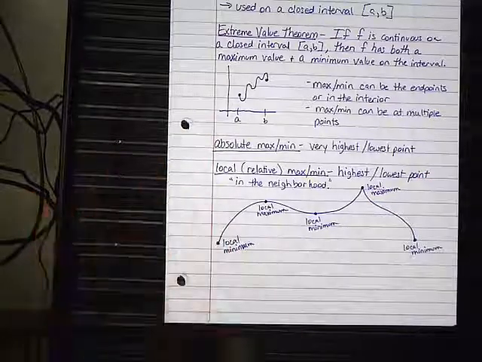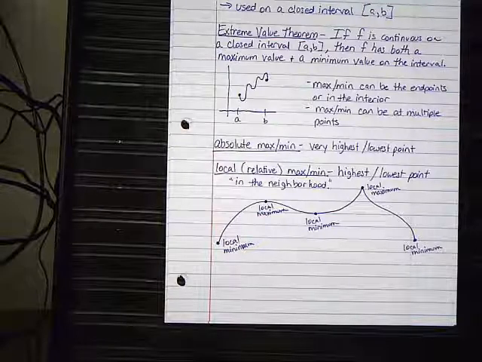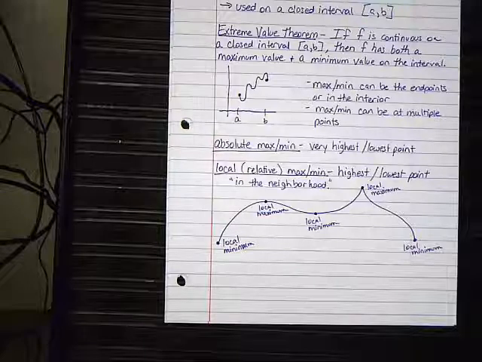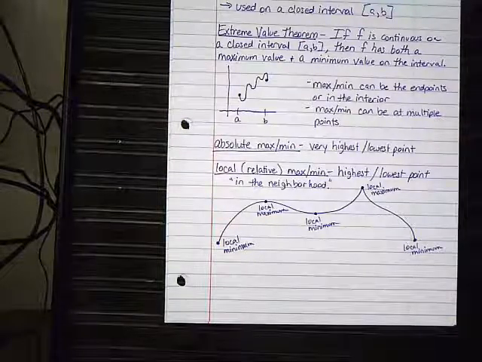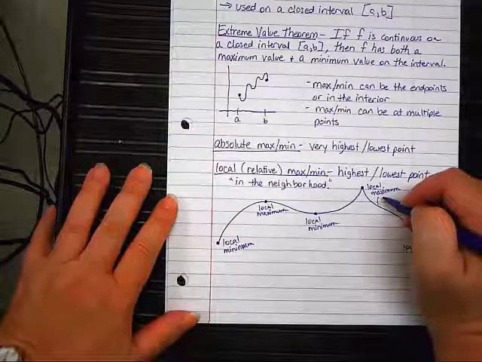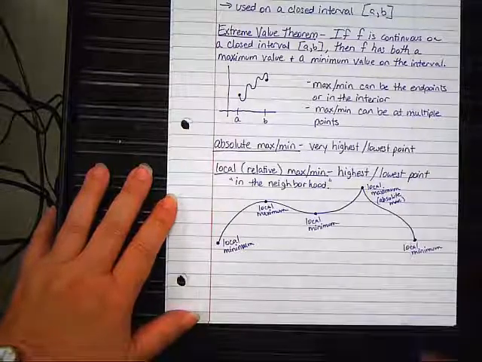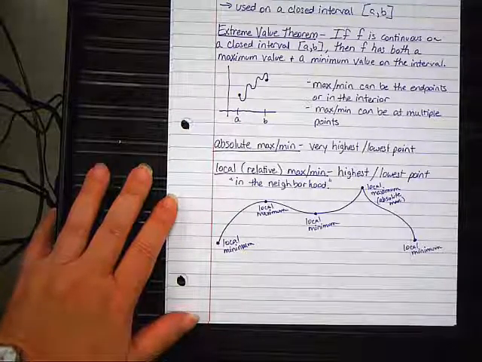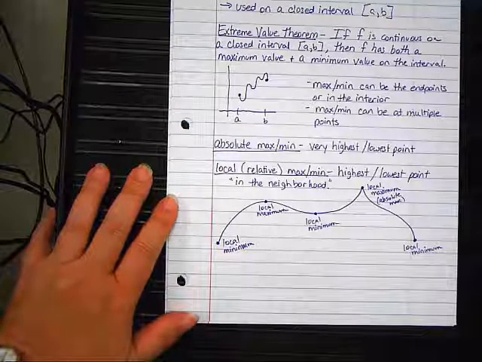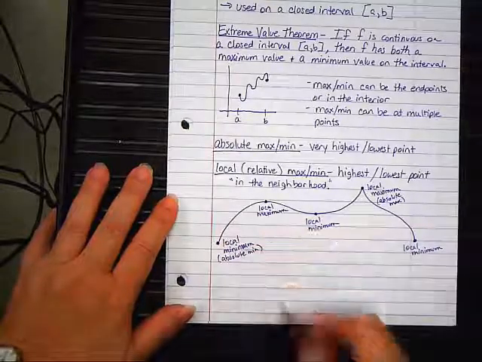Now, did I draw a closed interval? Yes. It starts here, stops here. It's closed. Therefore, there must be a very highest point and a very, very lowest point. Which one is the very highest point? The cusp. So this local maximum is also the absolute maximum. Where is the very lowest point? The beginning. So this is also the absolute minimum. Okay?